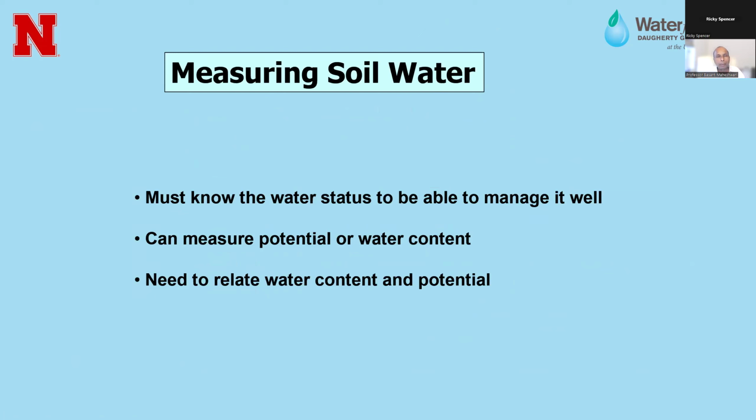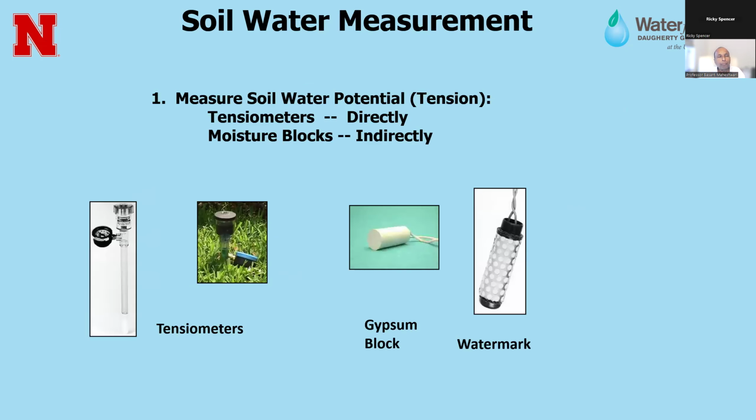And how do we measure soil water? We must know the water status to be able to manage it well. We can measure potential and water content, and need to relate water content and potential. So measuring is very important. We can measure soil water potential using what is called a tensiometer. Then we can also measure water through a gypsum block. And there are other things available, like Watermark, which is one of the brands for doing this.